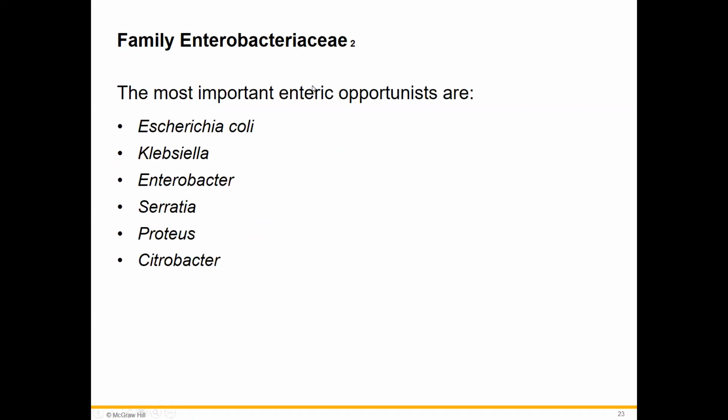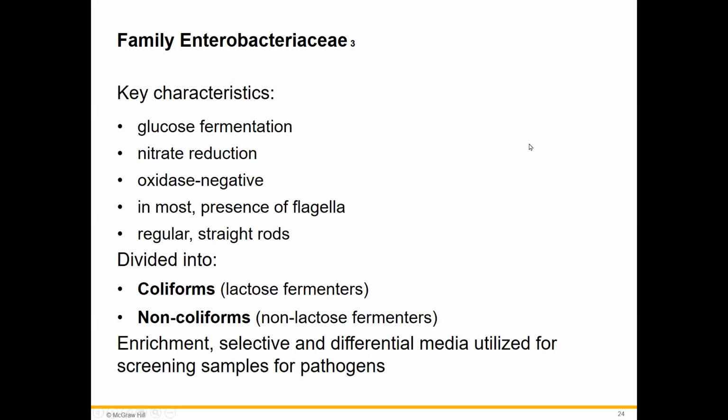The most common opportunists, because they can also live healthy in our normal flora, are E. coli, Klebsiella, Enterobacter, Serratia, Proteus, and Citrobacter. So these are the six you should definitely know of our Enterobacteriaceae. Some key characteristics: they can ferment carbohydrates, they are oxidase negative, they're facultative anaerobes. There's flagella in most of them, but not all. And there's two kinds of forms that we talk about, the coliforms and the non-coliforms. This just depends on if they ferment lactose or not.